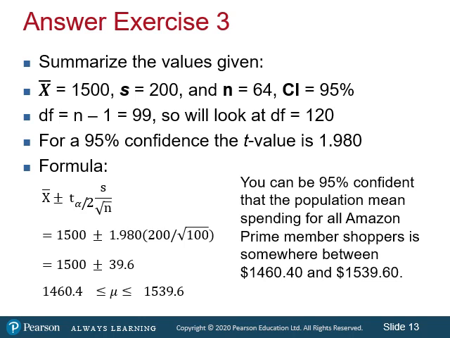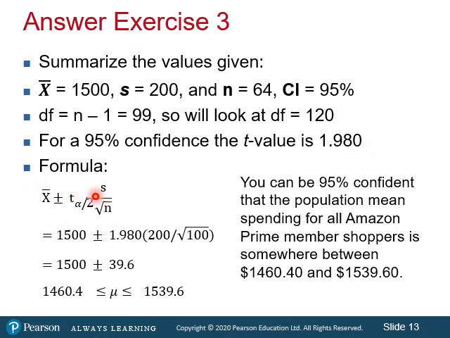For answering exercises, I would suggest you summarize the values given in the question before we begin calculation. So the X bar given was 1500, S was 200, N was 100, and the confidence level is 95%. The degrees of freedom is 100 minus 1, which is 99. Since we don't have a degrees of freedom of 99, we only have 60 and 120, we will look at the row where we have degrees of freedom 120. For 95% confidence, the t value is 1.980.